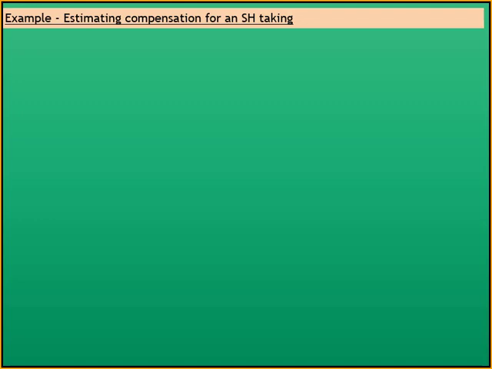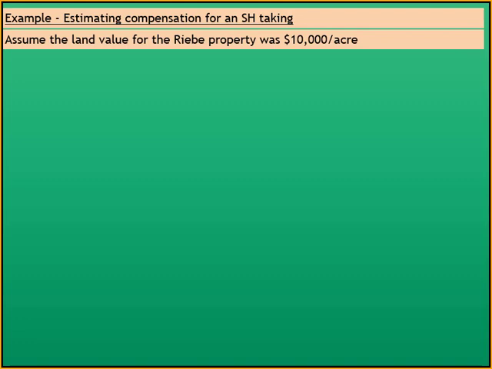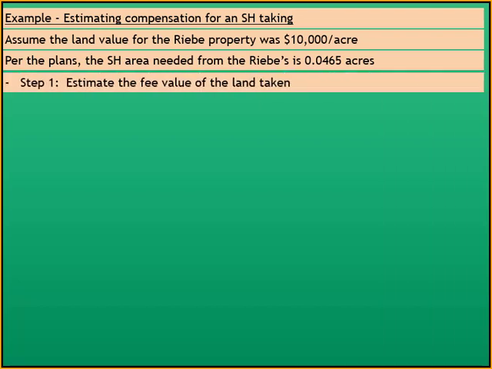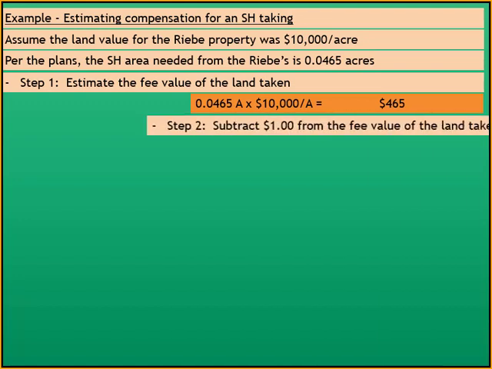Here's an example estimating compensation for an SH taking. Let's assume the land value for the Ribe property was $10,000 an acre. Per the plans, the SH area needed from Ribes is 0.0465 acres. So the first step is we estimate the fee value of the land taken. So that's 0.0465 acres times $10,000 an acre, which is $465.